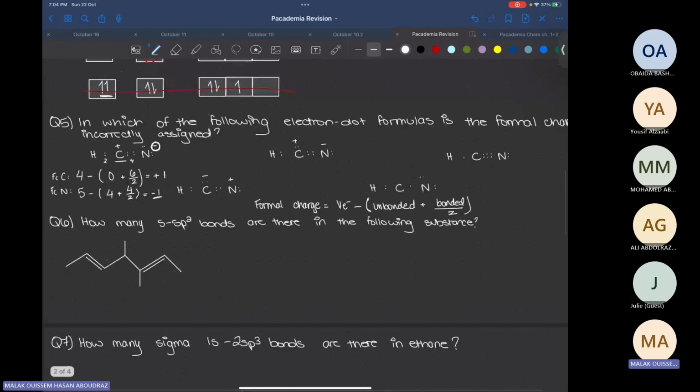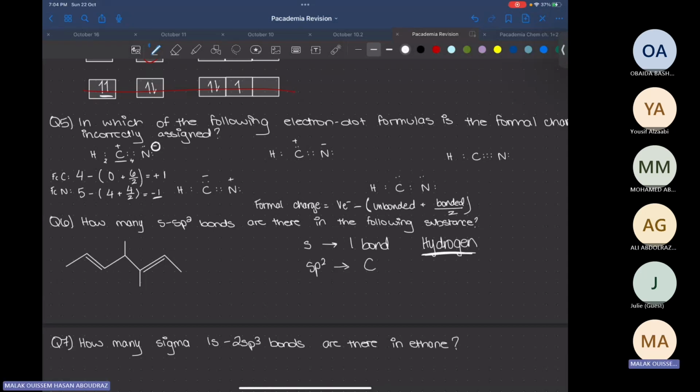All right, now let's go to question number 6. How many sp2-s bonds are there in the following substance? When we say an s bond, we mean that there's only one bond, right? And what atom can only have one bond? Hydrogen, exactly. So in this case, I'm going to look for a hydrogen. There has to be a hydrogen present in the bond.